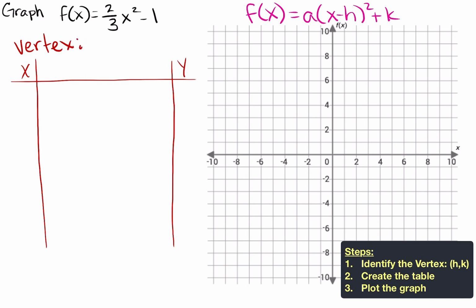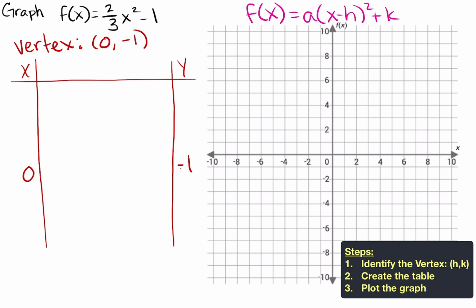Again, we're missing our h. We don't have any parentheses, so that means that our h value is going to be 0. And then at the end of our equation, we have this -1, so our k value is going to be -1. Okay, completing the table, we set the vertex in the center, so we get 0 and -1 on the left and right side.